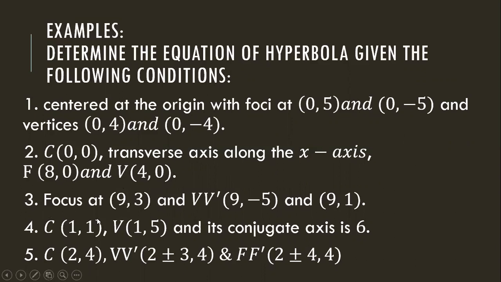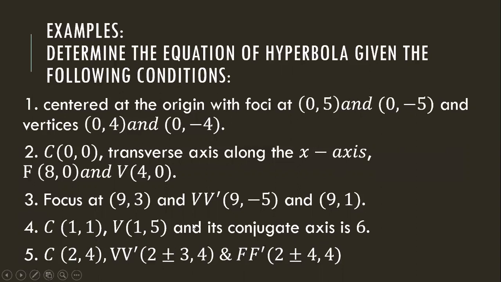Number 3, focus at (9, 3) and B B prime is (9, -5) and (9, 1). Number 4, the center is (1, 1), the vertex is (1, 5) and its conjugate axis is 6 units. Number 5, the center is (2, 4), B B prime, the vertices, is (2 ± 3, 4) and F F prime is (2 ± 4, 4).